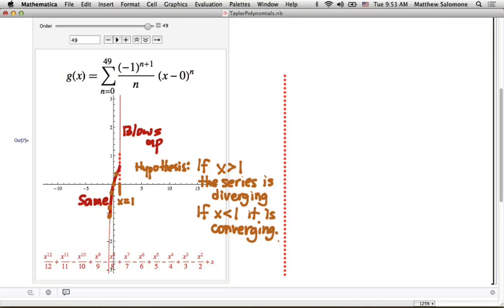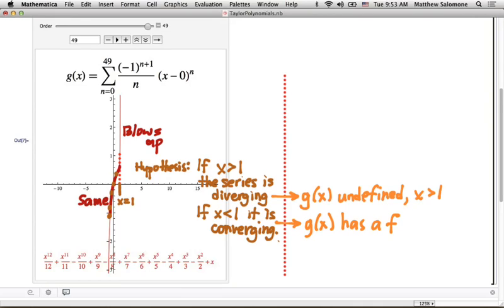Because if our series is diverging, that means that g of x does not have a finite value for x greater than 1. So g of x would be undefined for x greater than 1. But if we claim that it's converging for x less than 1, we would be saying that g of x has a finite value, and so is well defined for x less than 1.